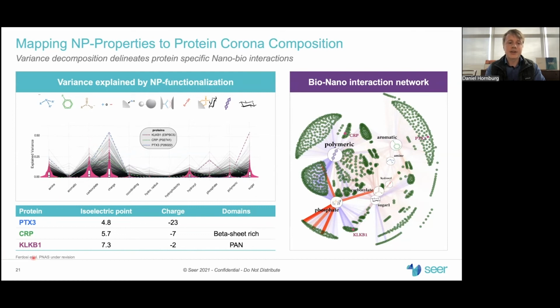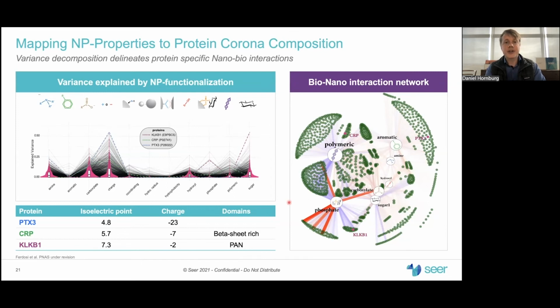Another example here is KLKB1, which seems to be not explained by charge at all, which is consistent with its isoelectric point pretty close to neutral and thus almost no net charge. But it is explained a lot by sugar moieties. And we see it has a PAN domain, and PAN domains are known to interact with sugars.